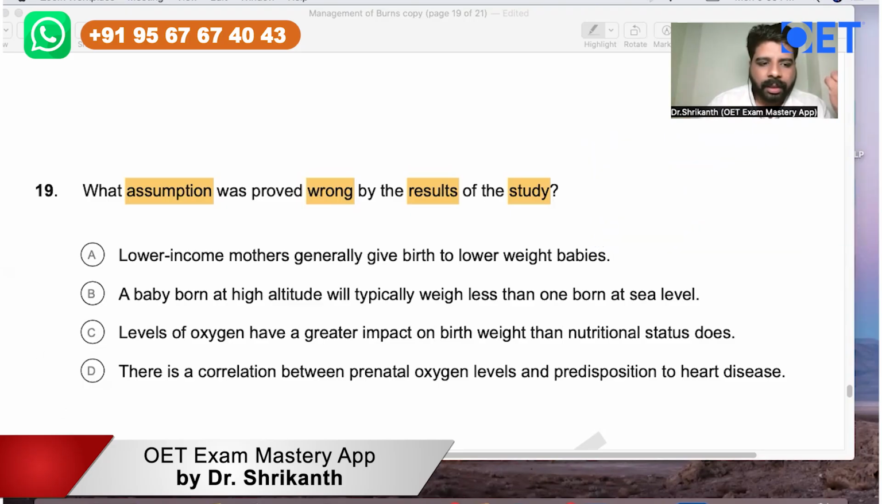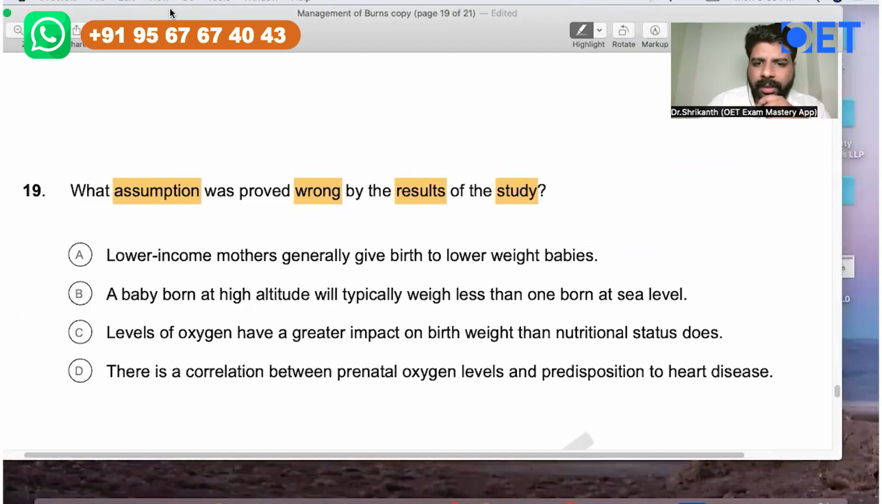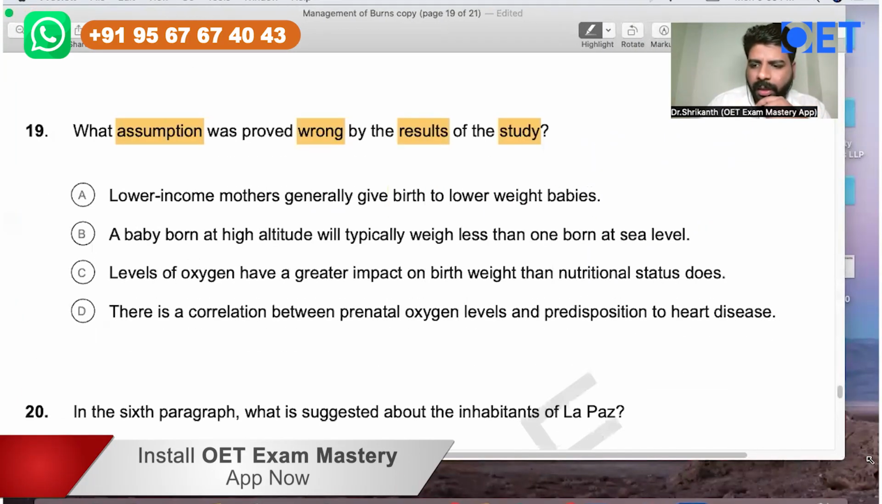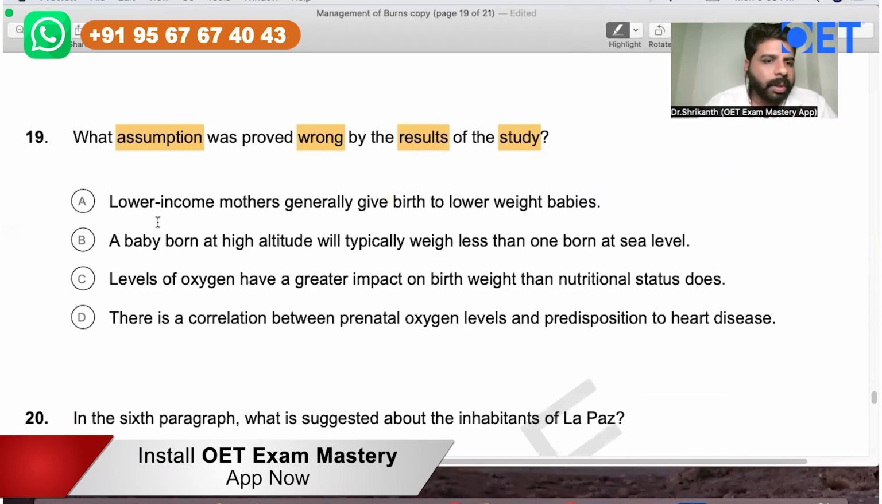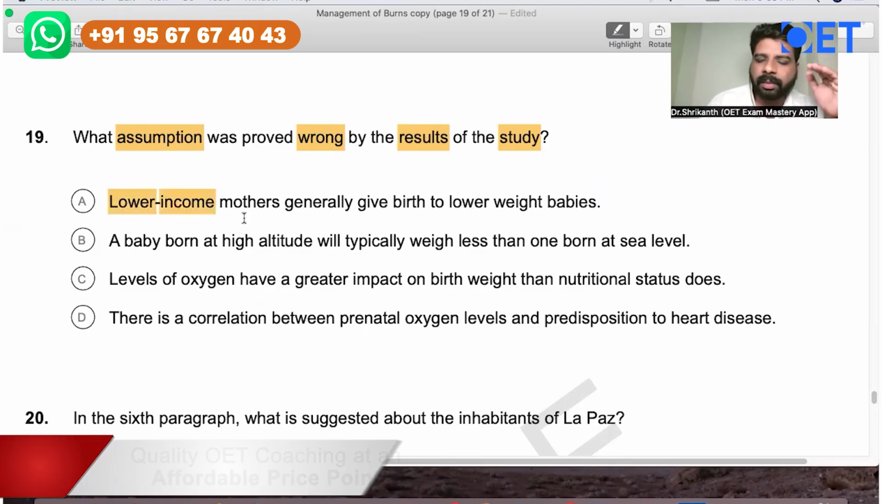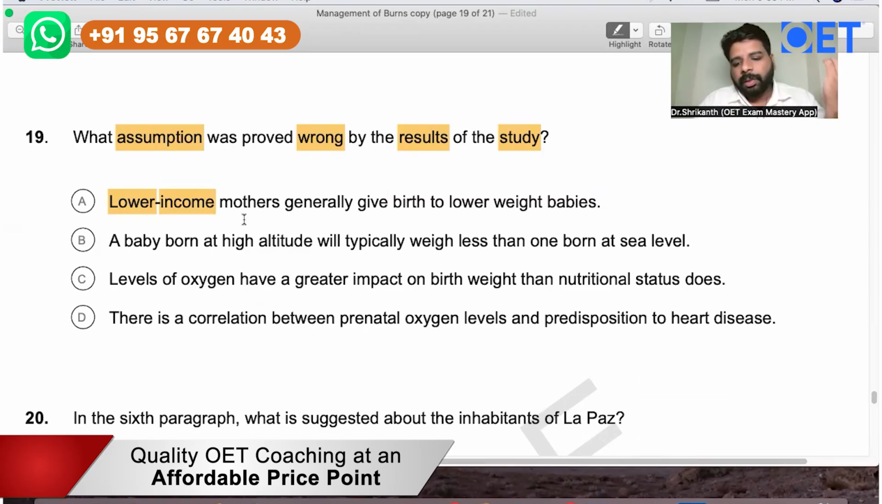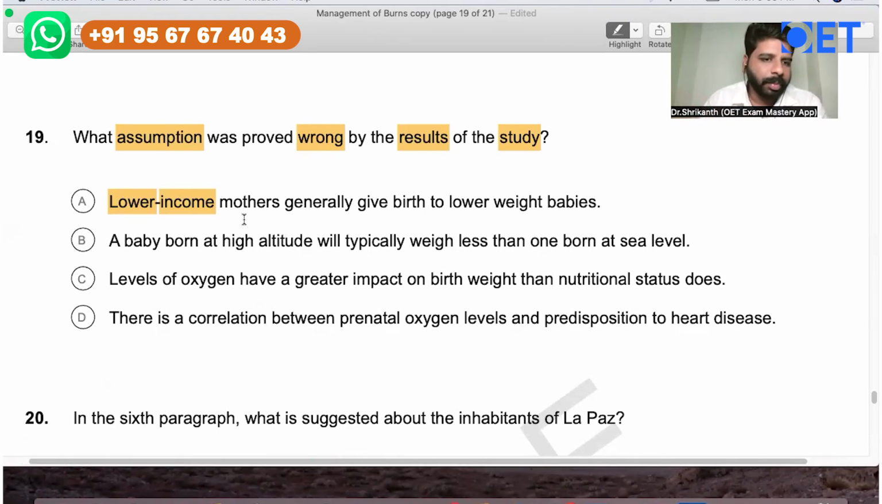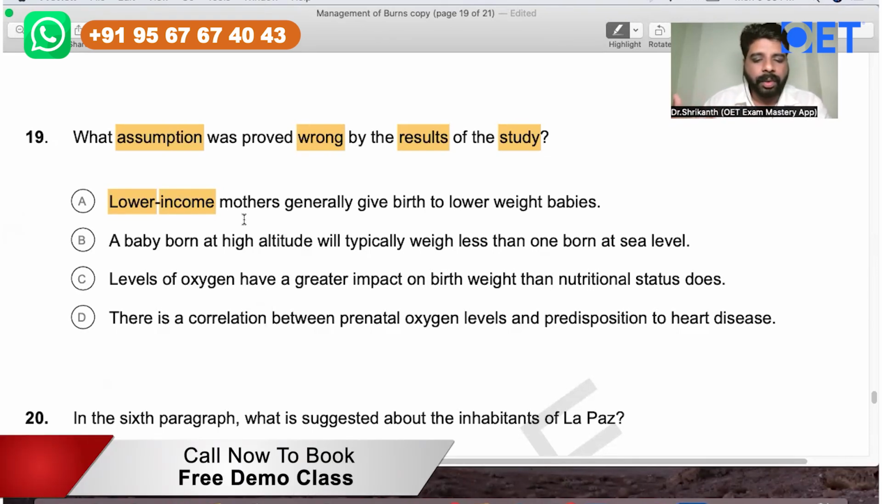So let's take a look at the keyword analysis of answer option A. What is answer option A telling? Lower income mothers generally give birth to lower weight babies. So this is assumption number one. Lower income basically means mothers who come from a financial background where they have low income. That is very poor people. So people who are very poor, that is lower income mothers.